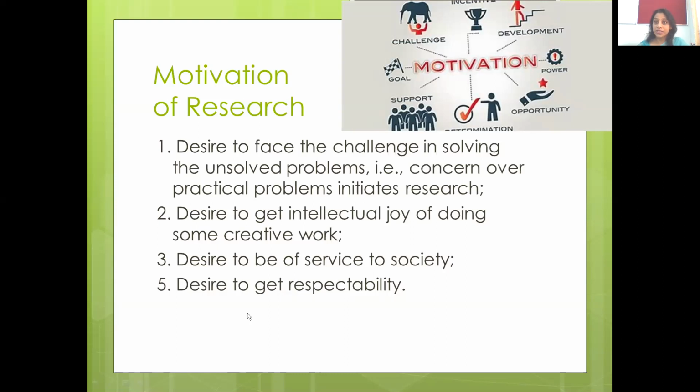It is a section which we include particularly. We should be very clear about why we are motivated, because if our motivation is not above a threshold level, we will not be able to give our best to our research. So it has to cross the threshold level. That is the motivation of our research, and we have to be very clear about it.